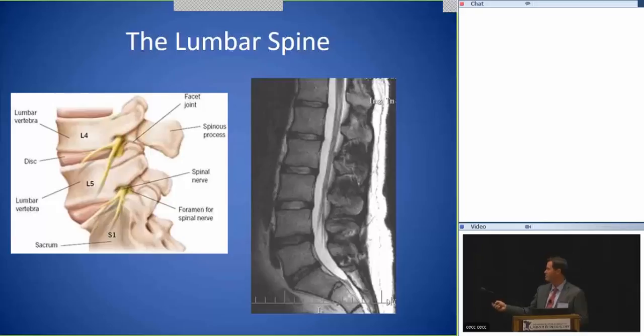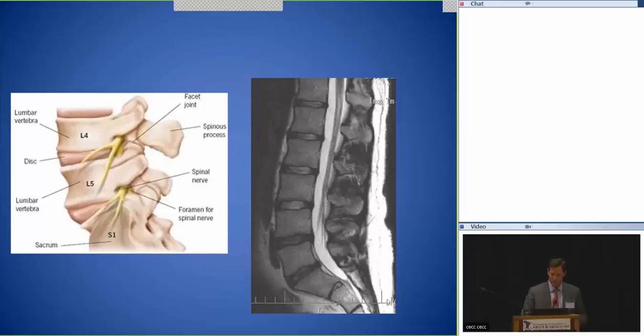The spinal cord typically ends about L1, turning into a bunch of nerves that look like a horse's tail. We call it the cauda equina, which in Latin just means horse's tail, and it travels down the rest of the way in a fluid-filled sac. All this white stuff back there is spinal fluid, all water that's surrounding your nerves.